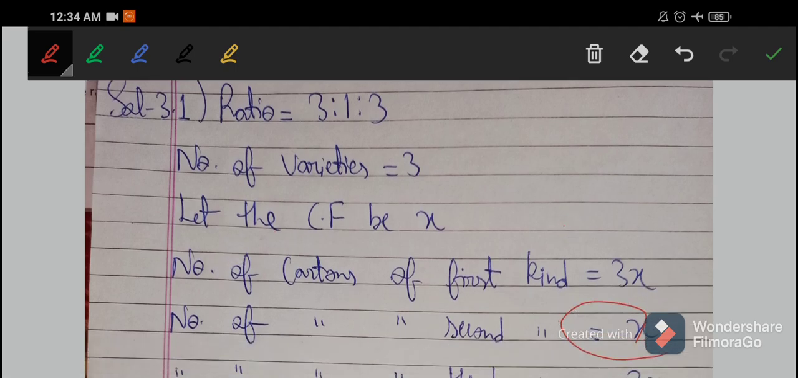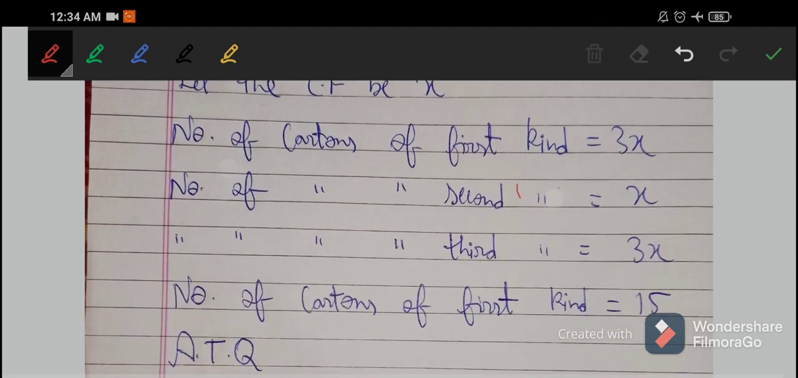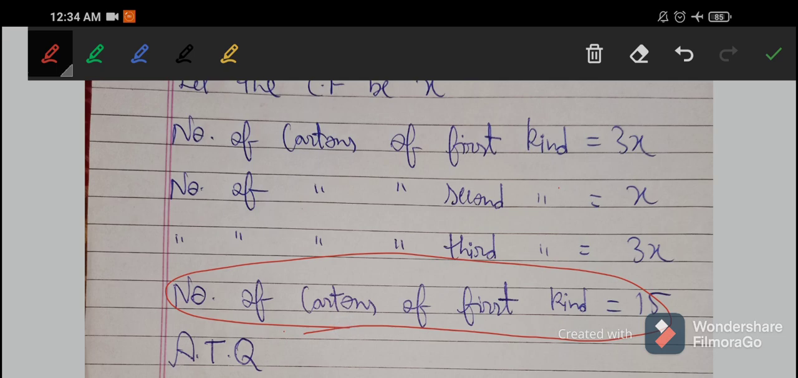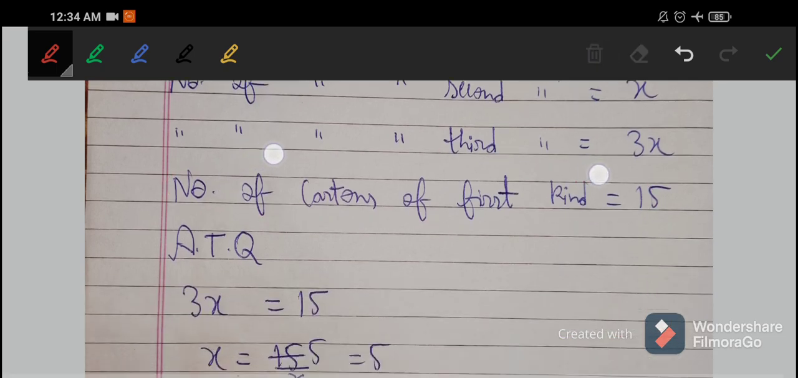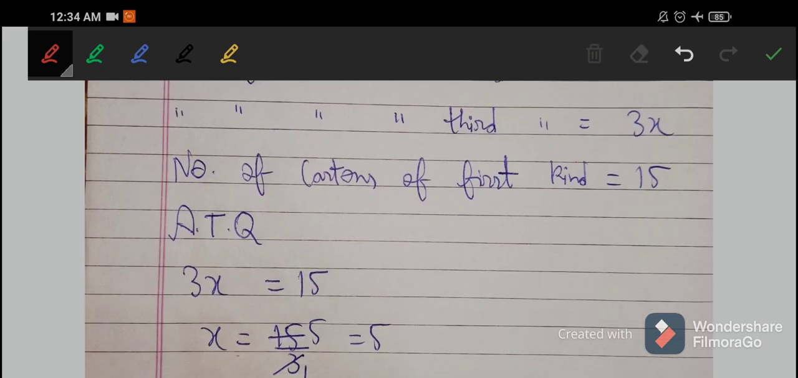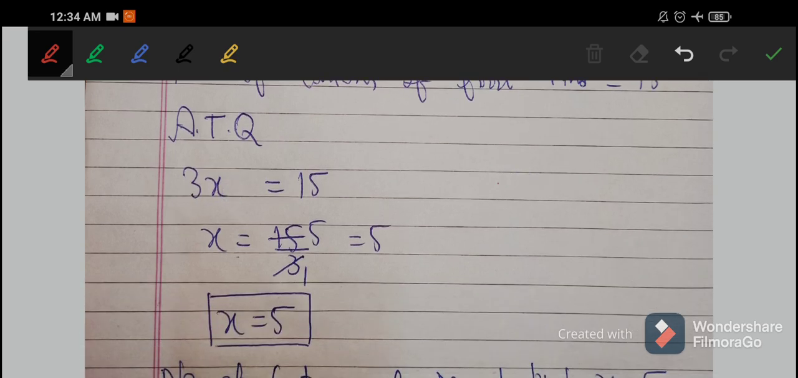So x into 1 will be x. Now the third part is given as 3, so we will write the number of cartons of third kind is equal to 3x. Now it is also mentioned in the question that the number of cartons of first kind is equal to 15. So according to the question, 3x is the number of cartons of first kind and it is equal to 15. Now students, we have to find the value of x, so 3 will be shifted towards the denominator and it is equal to 5. So we have got x is equal to 5 here.